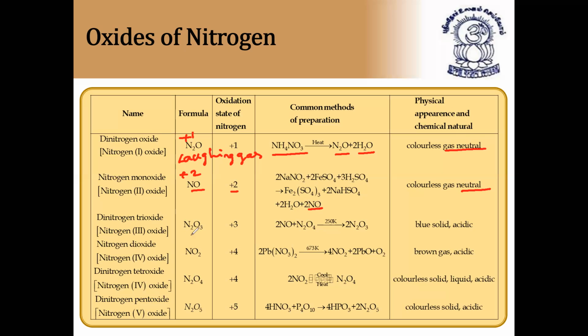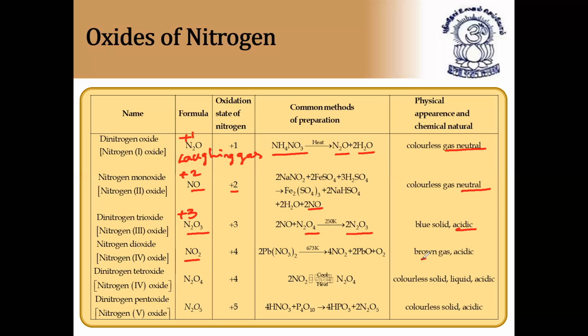Next, dinitrogen trioxide, that is N2O3. It exists as N4O6. Now, in N4O6 the oxidation state of nitrogen is +3, so it is a higher oxidation state, and it is acidic in nature, very, very important. Nitric oxide, nitrogen monoxide, on reaction with N2O4 forms dinitrogen trioxide. Next, dinitrogen pentoxide.